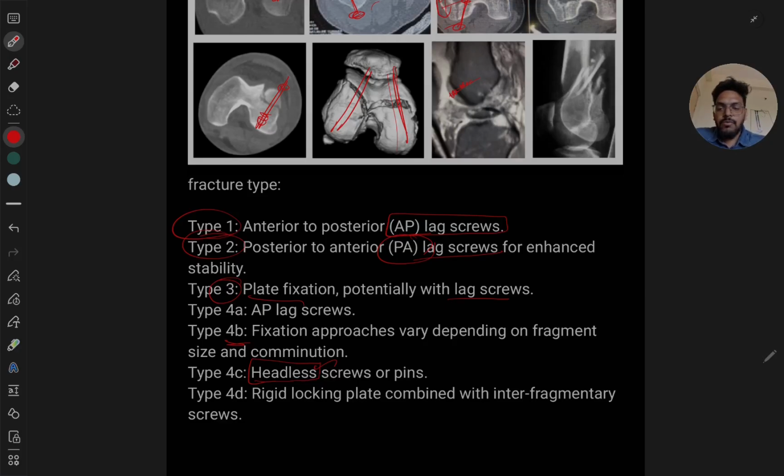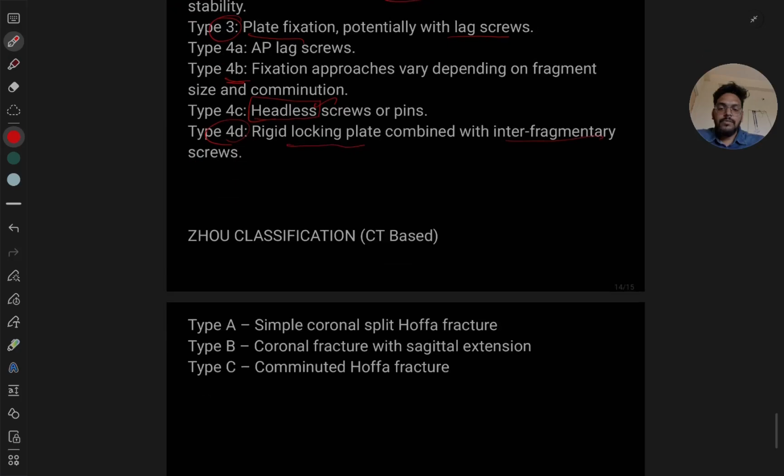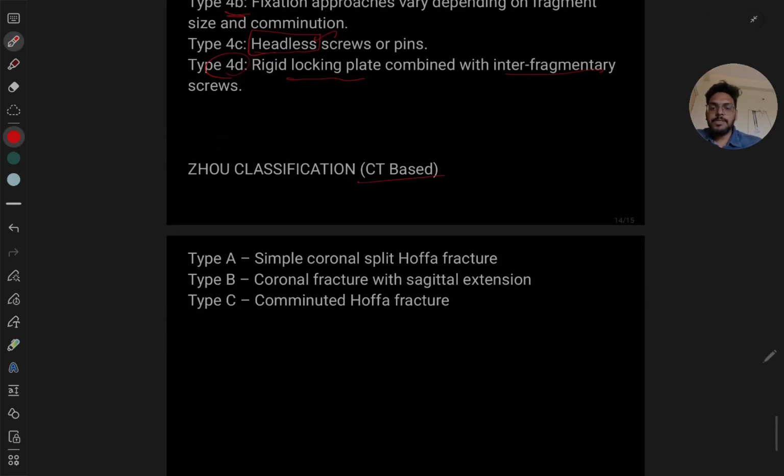Then finally for 4D, you can use a rigid locking plate with interfragmentary screws. You can plate like this, and for the condyle you can use a lag screw. So this is the classification for Hoffa fracture. And finally one more classification, this is also a CT based classification, a simple one, Zoe et al. classification. A simple coronal split is type A, coronal fracture with a sagittal extension is type B, and comminuted is type C. These are all the classifications used in distal femur fracture.